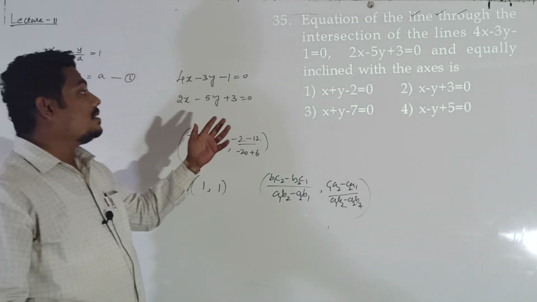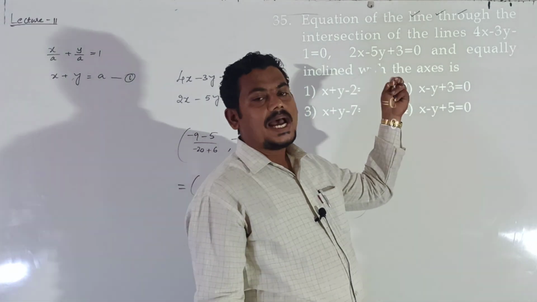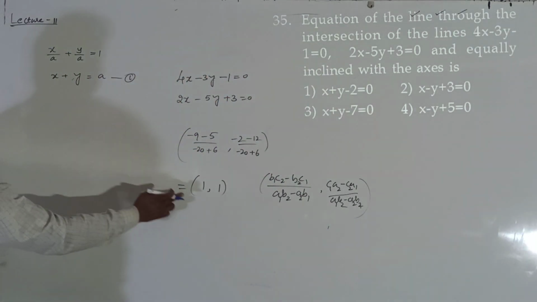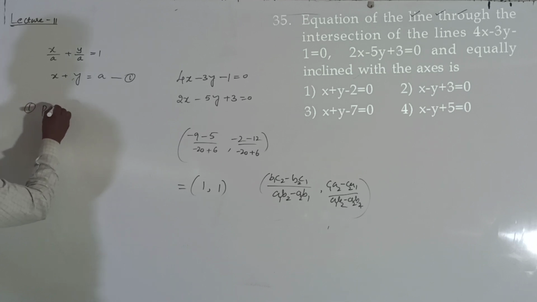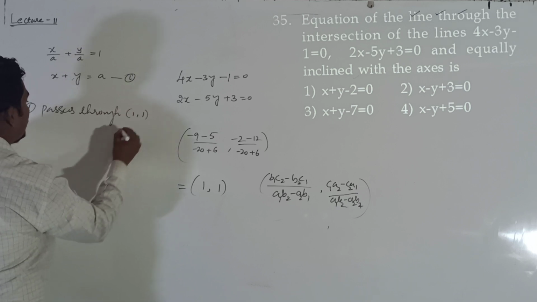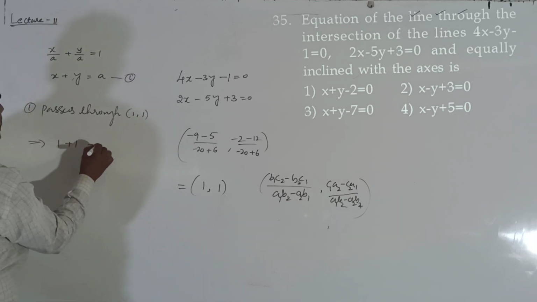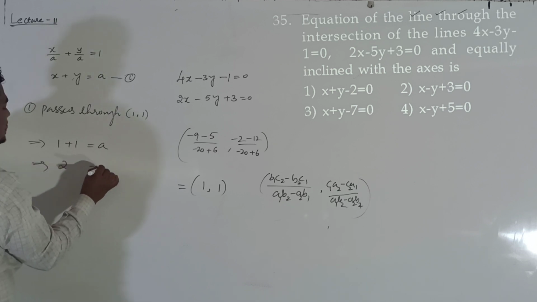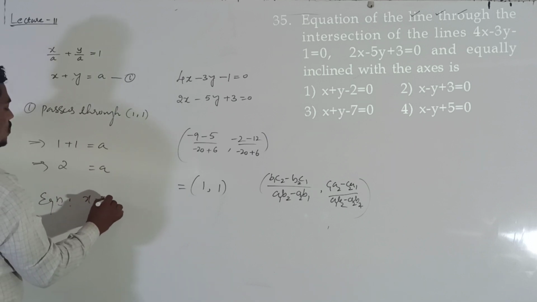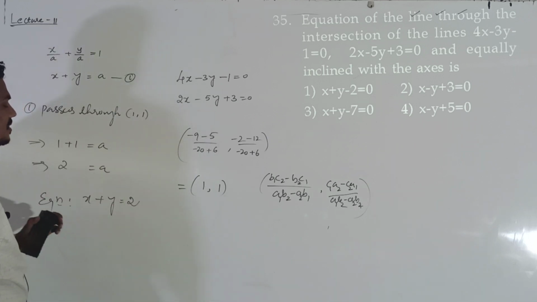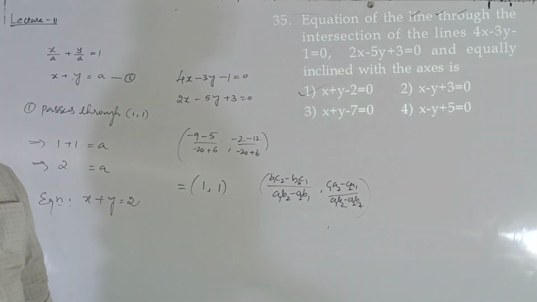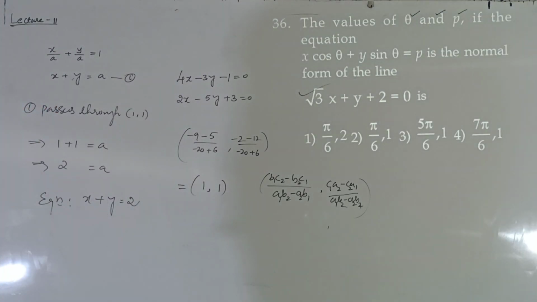Our required line makes equal intercepts and passes through the point of intersection of these two lines. Then the equation of the line x plus y is equal to a passes through the point 1 comma 1, so 1 plus 1 is equal to a, that is 2 is equal to a. Then the equation is x plus y is equal to 2, our required equation, or x plus y minus 2 equal to 0. That is the first option. Next question.